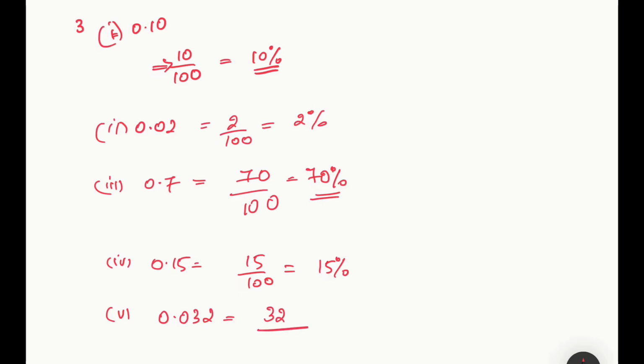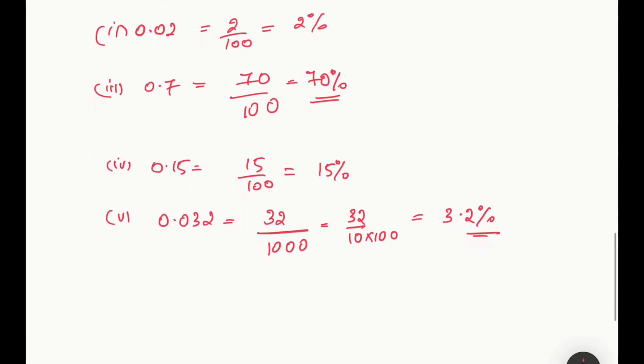by 1000 it is. So you can write it as 32 by 1000. So that is equal to 32 by 10 into 100. That is equal to 3.2 percentage. 32 by 10 by 100 it is. Right. 3.2 divided by 100, shifting the decimal, you will get it as 0.032. Okay. Hope it's clear.